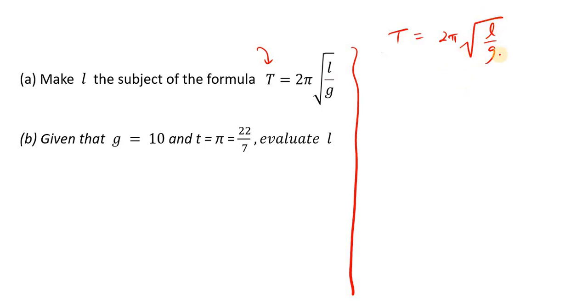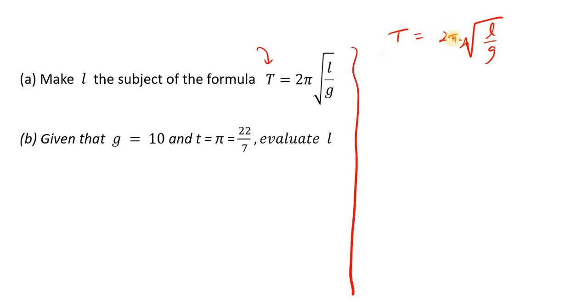Now notice that the square root of L over G is being multiplied by what? 2 pi, because this is actually 2 pi multiplied by, right? The way this is written, it can be a little confusing. It seems like 2 pi is actually the type of root, but no, this is actually 2 pi multiplied by the square root of L over G.